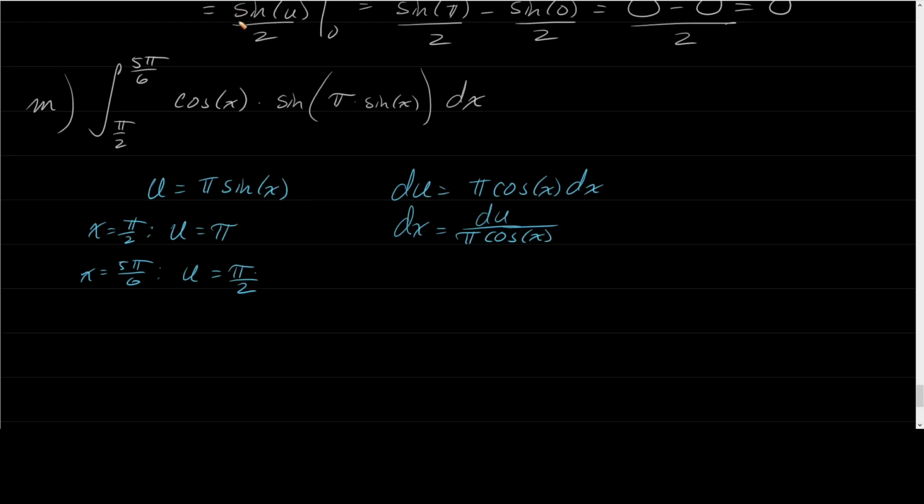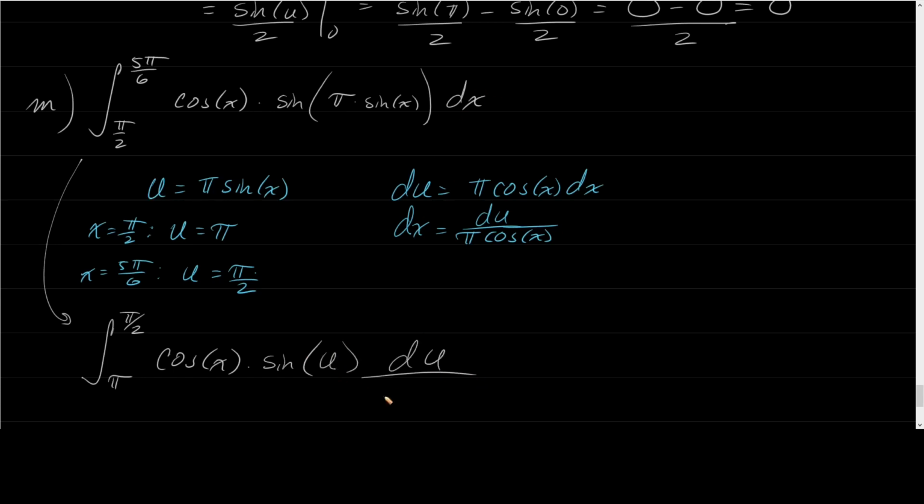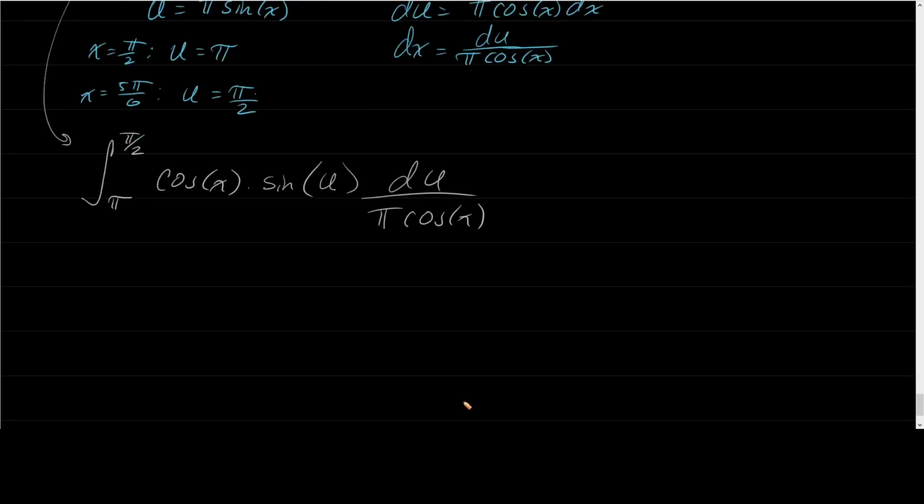So what I get now is that this integral is now the integral from originally pi over 2, now it's pi. Originally 5 pi over 6, now it's pi over 2. Of this cosine of x, that was not part of my substitution, so it is still there, times this sine, that sine wasn't part of the substitution. This pi sine x, that was the substitution. This dx, we said was du over pi times cosine of x, and that is an x.